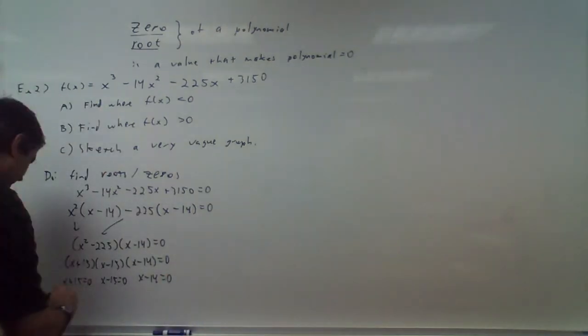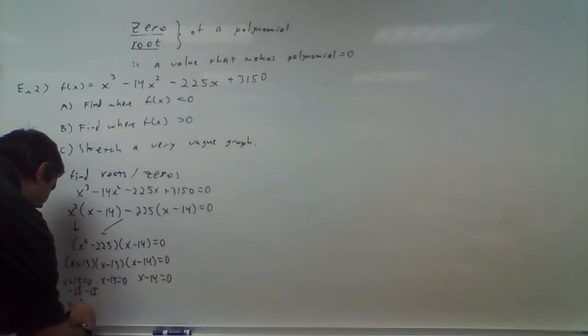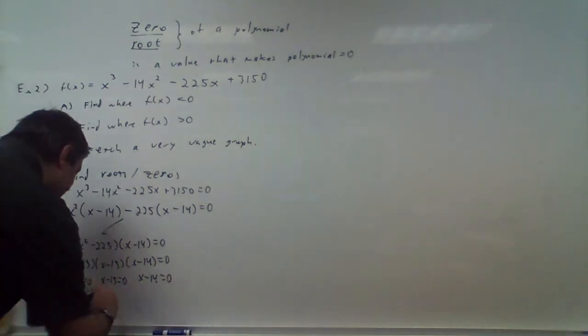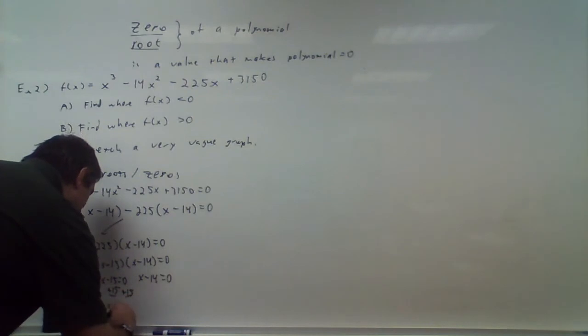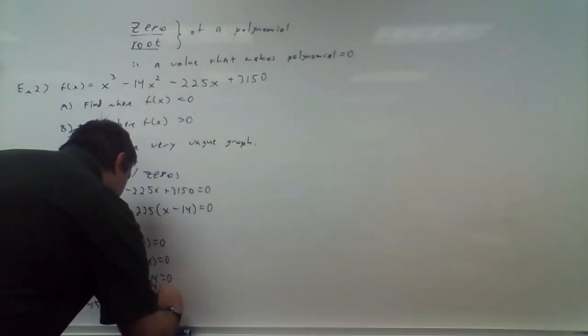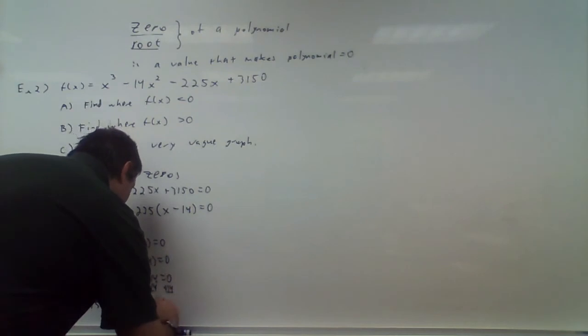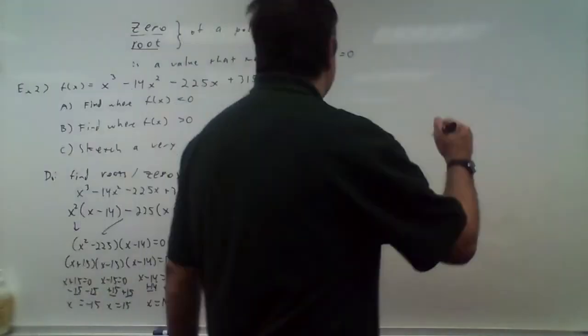Okay, subtract your 15: x equals negative 15. Add your 15: x equals 15. And add your 14: x equals 14. Okay, so those are my zeros.